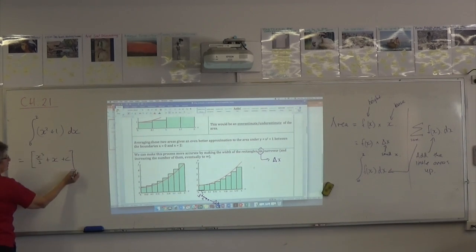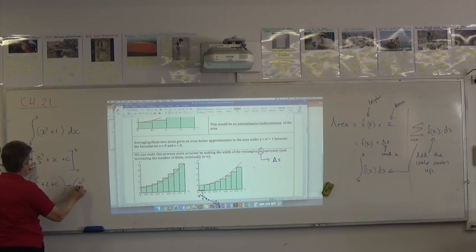We do this, we put our 0 and 2 in there. When we did our overestimate and our underestimate, one's above, one's below. So it's like we're taking them away from each other. So if I sub in 2 into this, I do 2 cubed, put my c in there, minus where I put my 0 into here. Just going to write it out now. Put our 0.